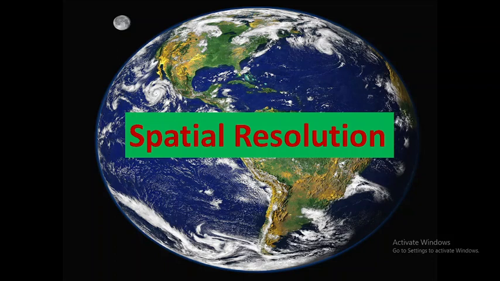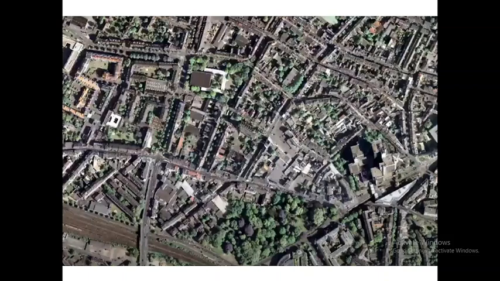The accuracy of the satellite observing our Earth mainly depends on the various properties of the satellite. One of these properties is spatial resolution. As you can see here, this is the imagery taken by the satellite of the Earth's surfaces, and you can see here the various features of the Earth's surfaces.